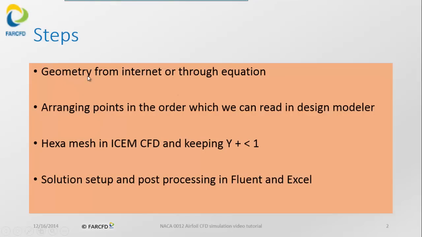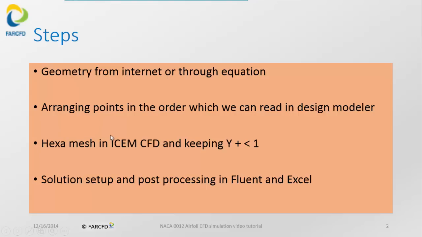So the first step would be to get the geometry, or the points or coordinates, of the aerofoil. Through equation you can use Excel, or you can directly find these on calculators on the internet, and then we arrange them in the particular order which we can read in the Design Modeler. To get this format, we will use Excel, and once we have made them in a way the Design Modeler can read, we will import them to the Design Modeler.